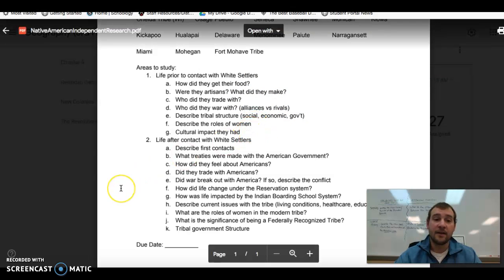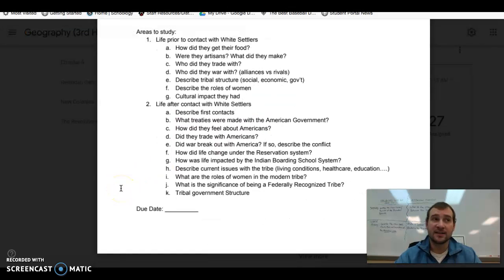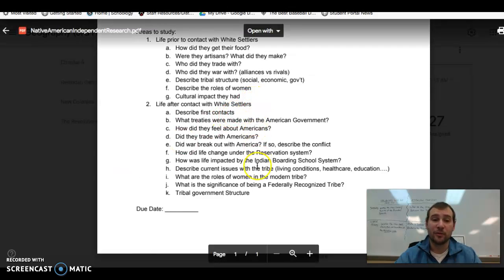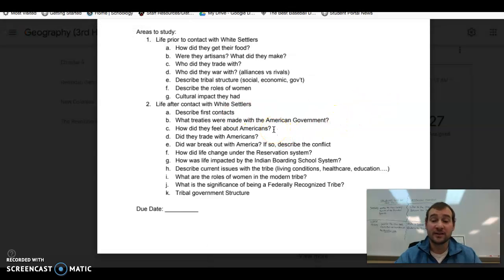All right, and then the next part is life after contact with settlers. For this one, there's a little bit more information because we have to describe the first contact, what treaties were made, and how they felt. Generally, some tribes were fighting white Europeans immediately, some tried to become friends with them, and some stayed neutral. So let me know how that goes. Did they trade? Did war break out with America? If so, describe the conflict. How did life change under the reservation system?